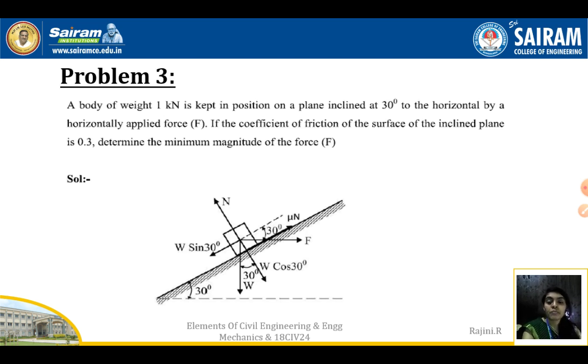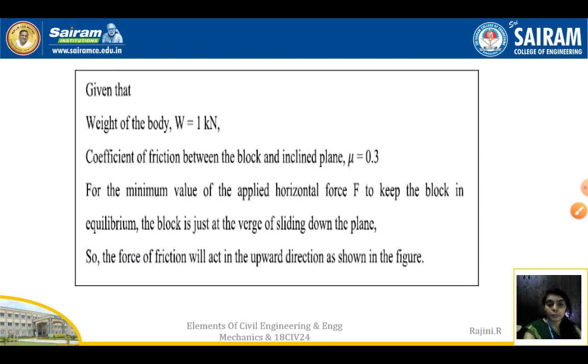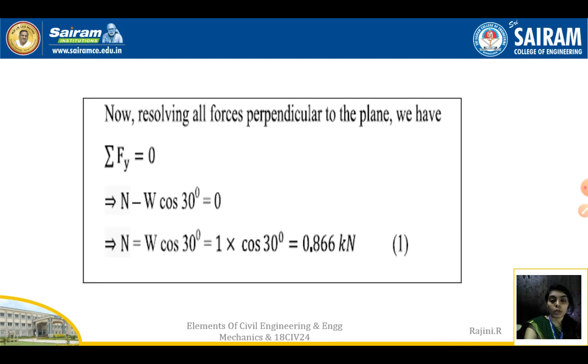Here you can see that according to the problem, the block is given, but there are no other conditions like the last problem. So here the block is coming down. If the block is coming downwards, then definitely friction will act opposite to that. In order to keep the block in equilibrium, the block is just at the verge of sliding down the plane. Therefore, the force of friction will act in the upward direction as shown in the figure.